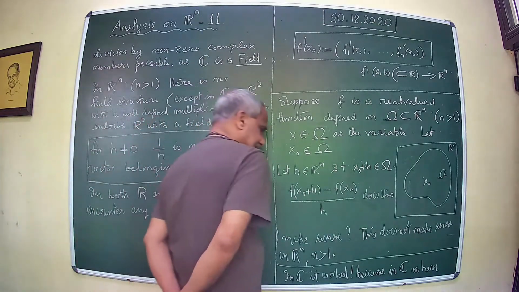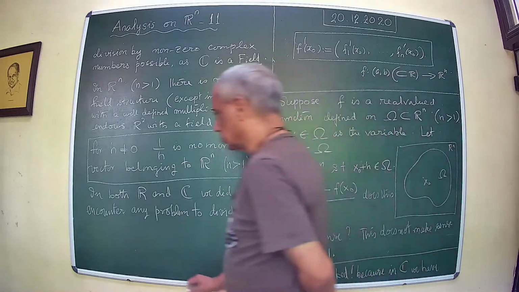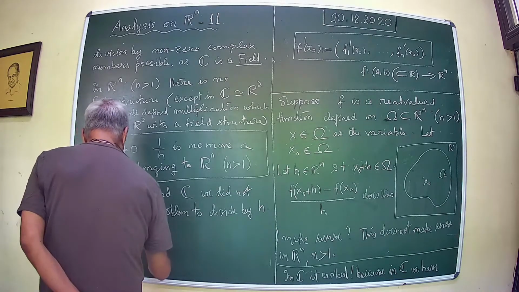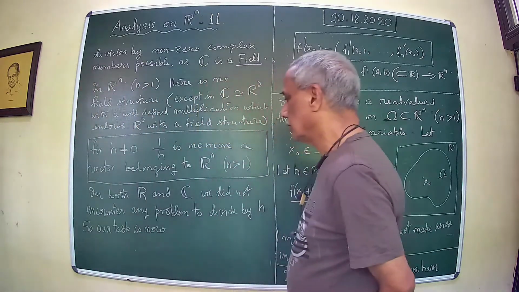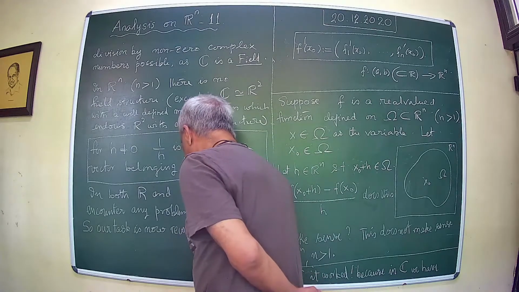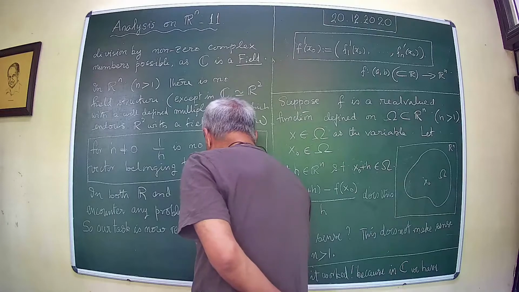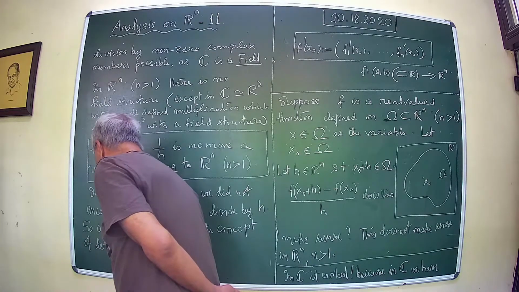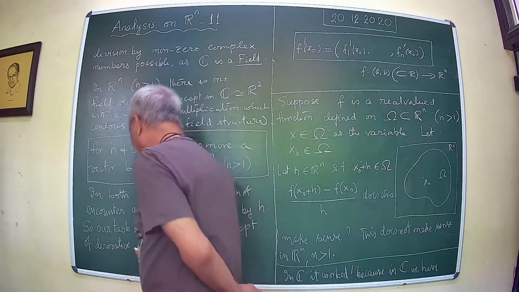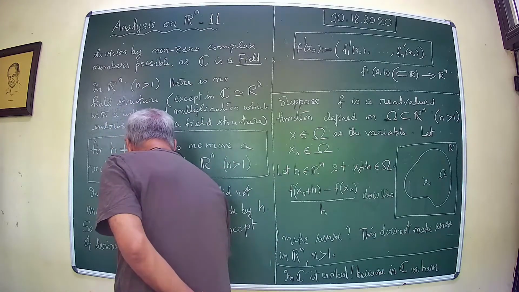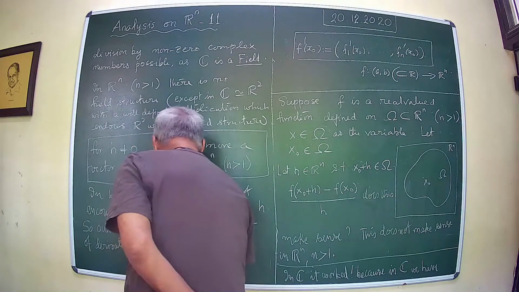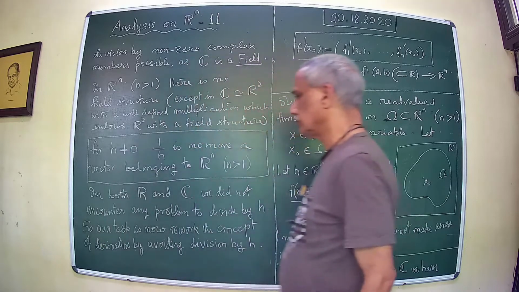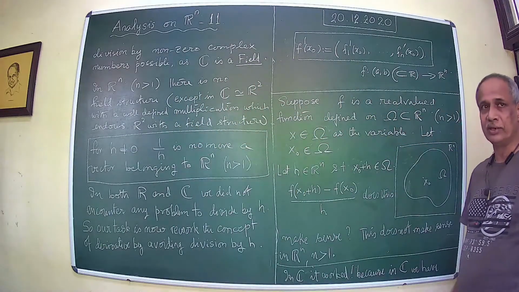Still, we circumvent this problem. So our task is now to rework the concept of derivative by avoiding division by h. So we went to the drawing board.